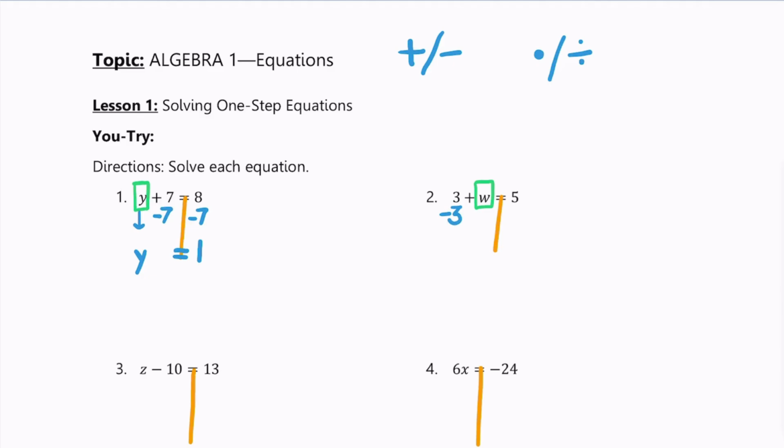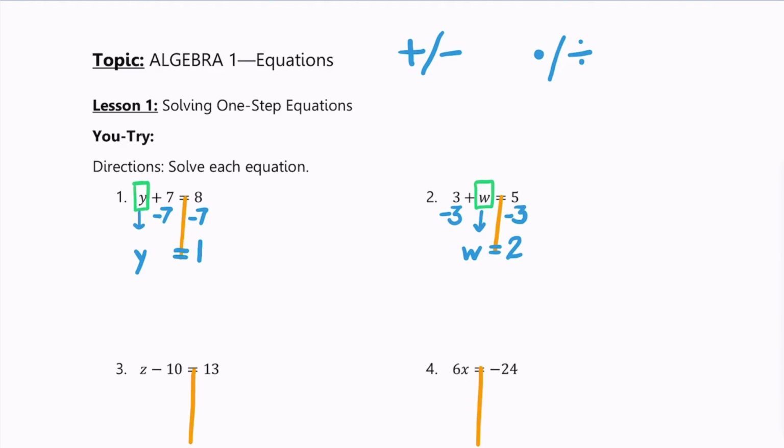I'm not minusing 3 to the w. I already did it on that left-hand side of the orange line or my bridge. And now I'm going to subtract 3 on the right-hand side of my bridge. Okay? I draw an arrow down for my w. I bring that w down. 5 minus 3 gives me 2. I can then check my work. 3 plus 2 does in fact equal 5.